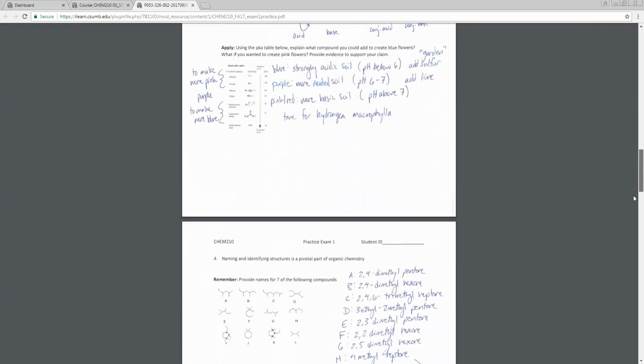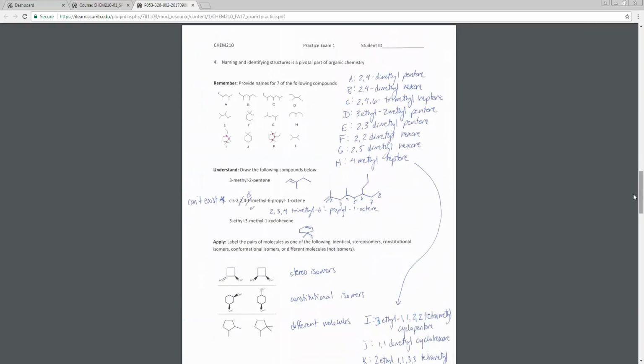All right, what about naming and identifying structures? So this is a great opportunity to practice your IUPAC naming system. So remember, if you need to, you can always number your longest linear structure. Remember that each substituent should get a number, and that your naming should always be alphabetical with respect to the prefix, so in this case, methyl or ethyl.